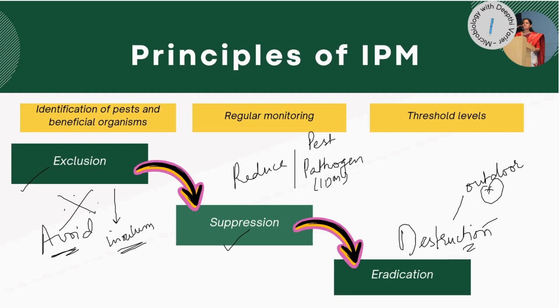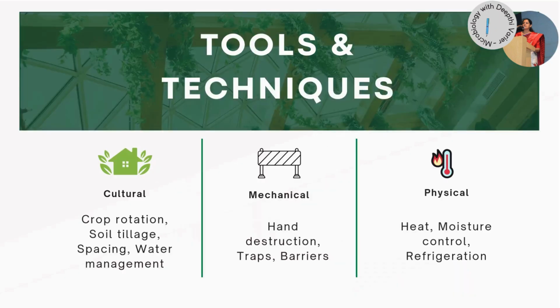However, if it's an indoor setup like a greenhouse, or if you have a small lab where you have put it up, in an indoor setup, yes. In more enclosed environments, destruction or eradication is definitely an option. So the most common options you look for when you are setting up an integrated pest management program would be exclusion and suppression.